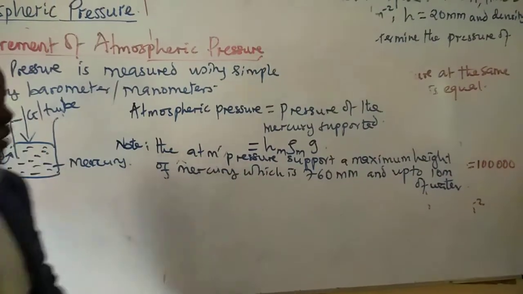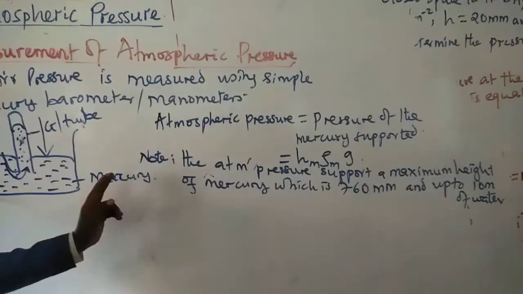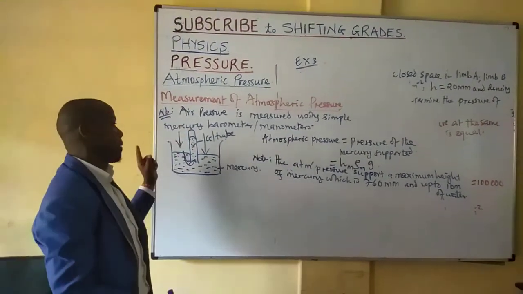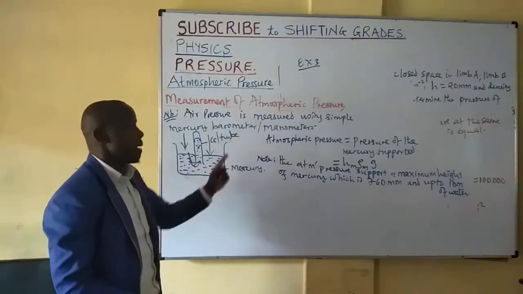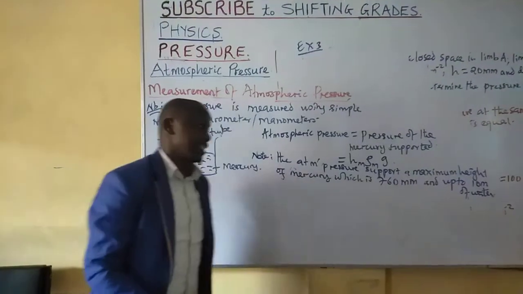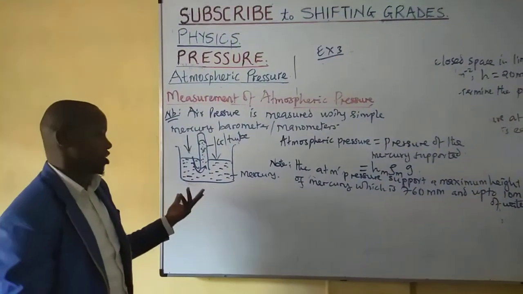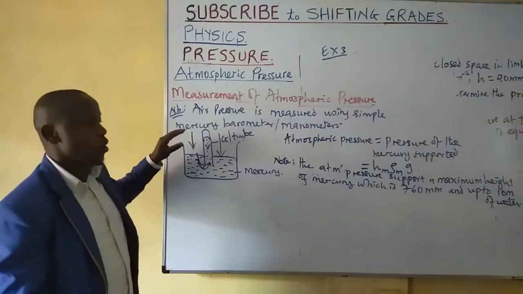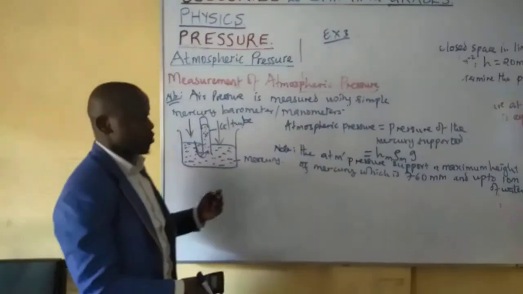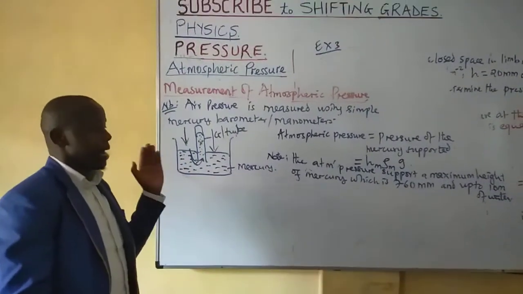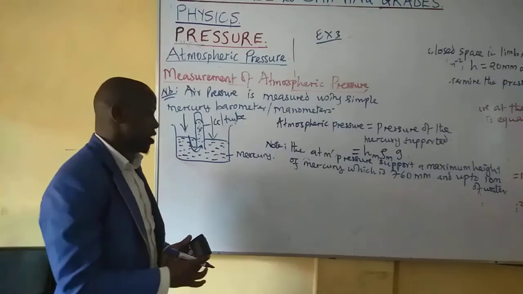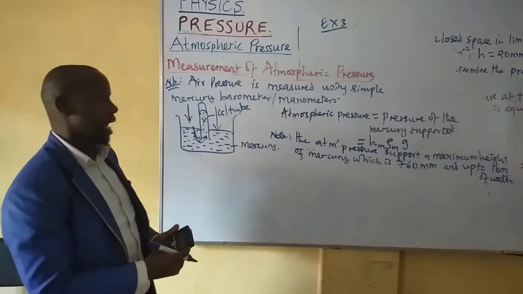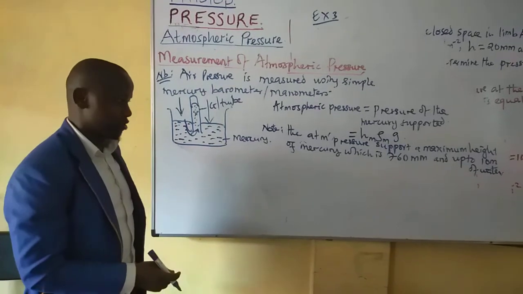Therefore, if we do this experiment with water, then a height which is even up to 10 meters upwards of water can be supported or balanced by atmospheric pressure. But for mercury, it is only 760 millimeters. This difference is simply because mercury is very dense, and therefore a very small height of mercury will cause a pressure which balances the atmospheric pressure, unlike water, which has a small density and will require even 10 meters height so that water can balance the atmospheric pressure.